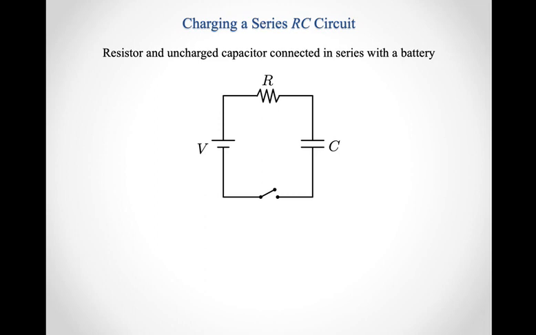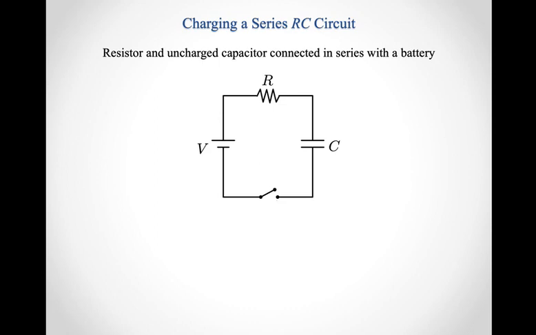So my series RC circuit basically says I'm going to take a battery that has a voltage of V, a resistor that has a resistance of R, a capacitor that has a capacitance of C, and I'm going to connect all three of those things in series with each other. And then I've got a switch here that I'll be able to close as I start my clock at t equals 0.